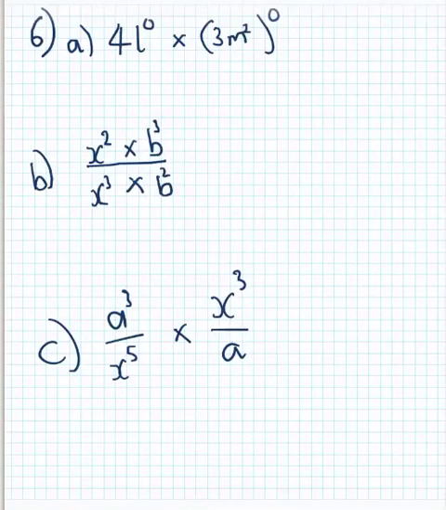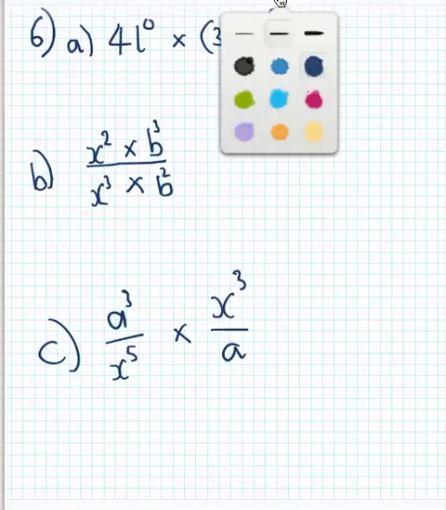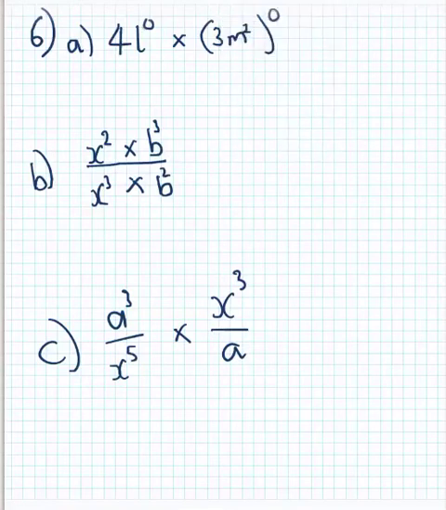So 6a, once again, anything to the power of 0 is 1. So if you wanted to, that 4 is not to the power of 0, it's to the power of 1. So it's going to be a 4. But L to the power of 0 is a 1. And this one here, everything's in the brackets, the power 0. The trick is, it's all going to equal 1.